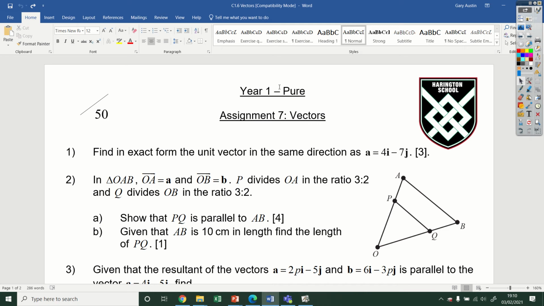on vectors. So I'm going to go through each question, give you some pointers, some clues and definitions, and hopefully that's going to give you a bit of a hand.